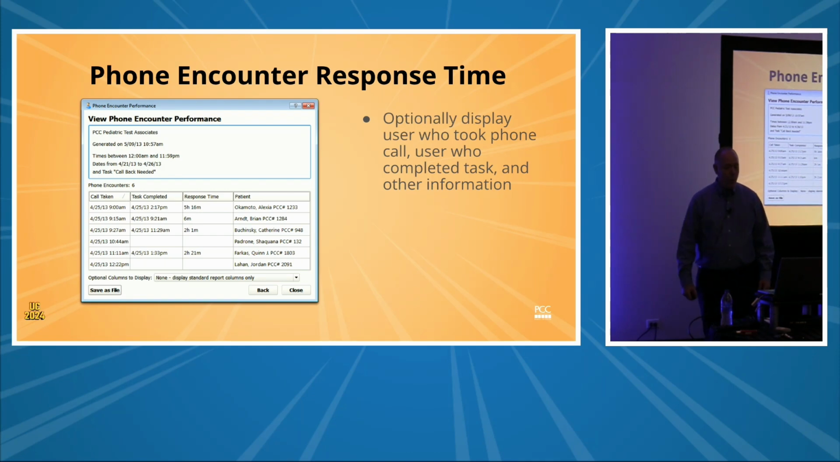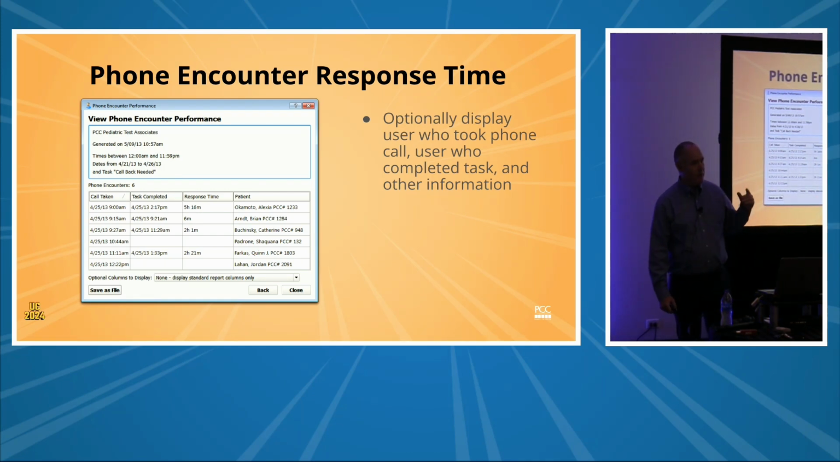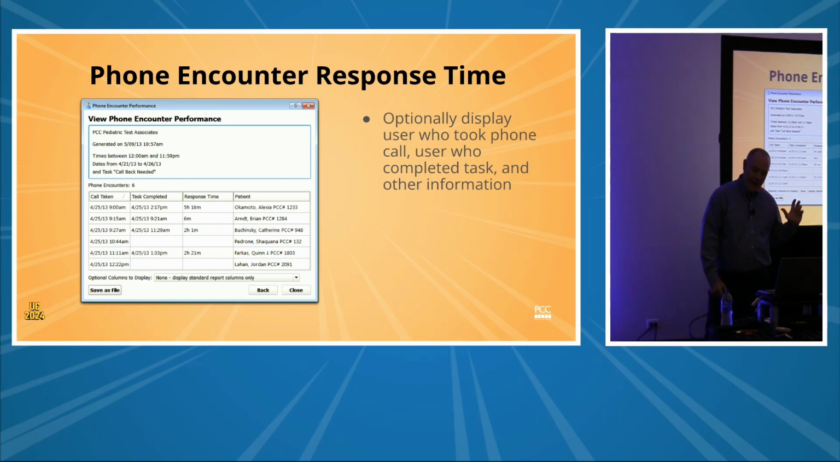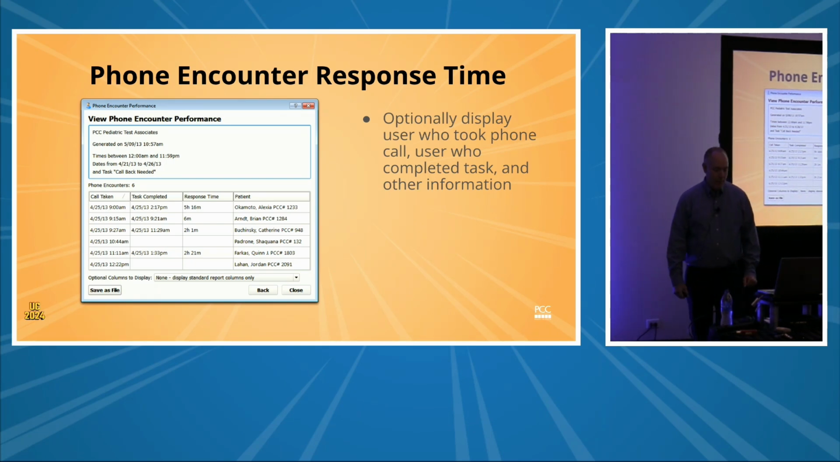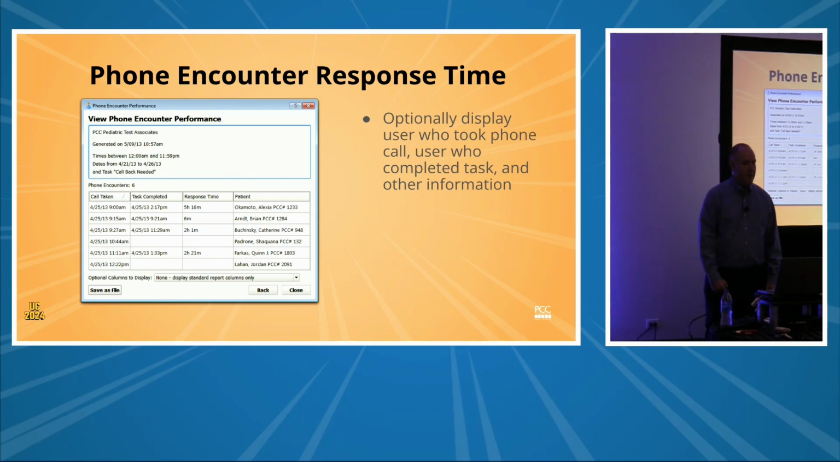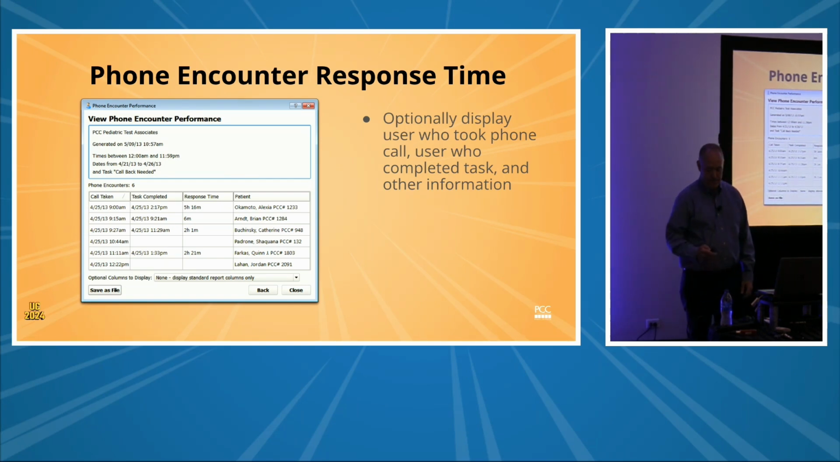So it's an old report. It's not in the report library, so that's why you see it separate in that reports menu. The output looks a lot different than report library reports. But you can see this, and I just want to mention this if you wanted to track phone encounters.